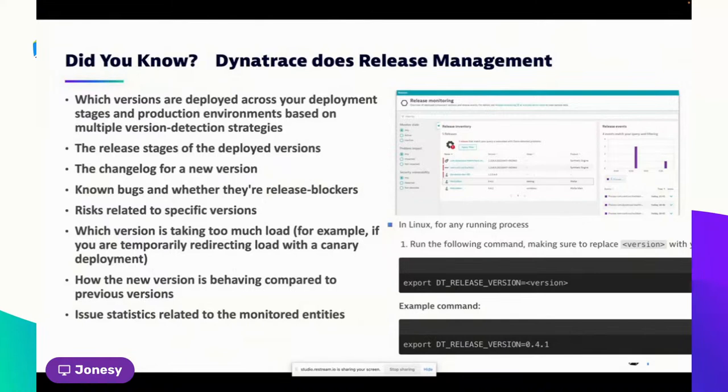your application. As an example, what we've got here is, if I was running Linux, it's really simple to add this. You just run these commands here, where we're replacing the version with your version number. So here I'm just exporting the dt_release version, and this is what the command would look like. You simply do that, and then Dynatrace will automatically pick up that release information as part of your build and start showing it in the actual UI like this. So if you didn't know that, now you do. And that is, Dynatrace does do release management.